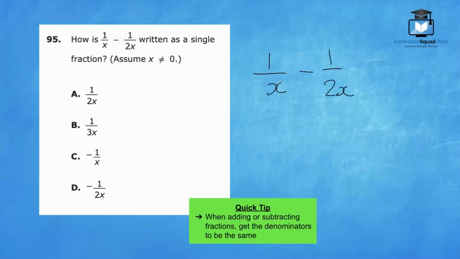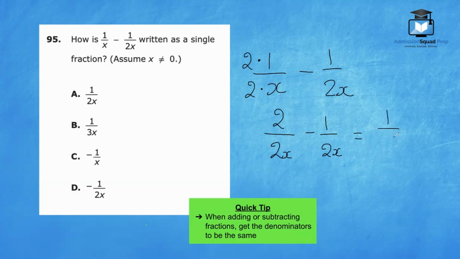So to turn x into 2x, we will multiply x times 2, and whatever we do in the denominator, we want to also do here in the numerator. So we have 2 times 1 is 2 over 2x, minus 1/2x is equivalent to 2 minus 1, which is 1/2x. So the correct answer is choice A.